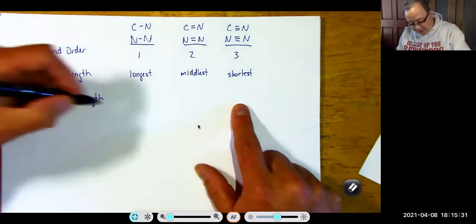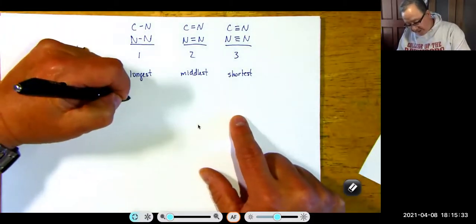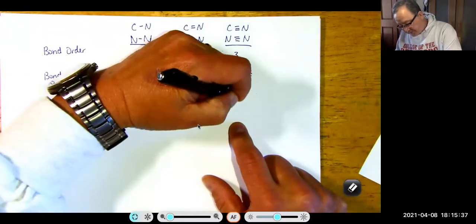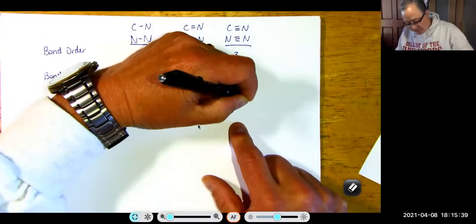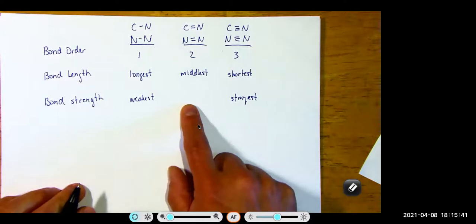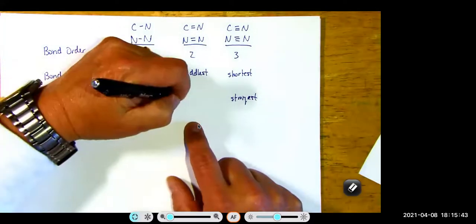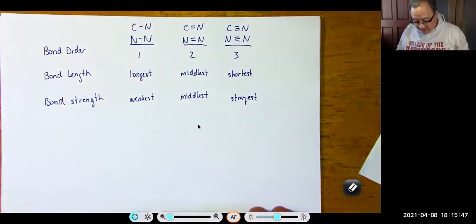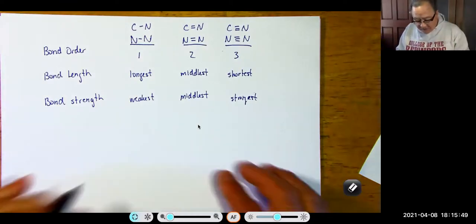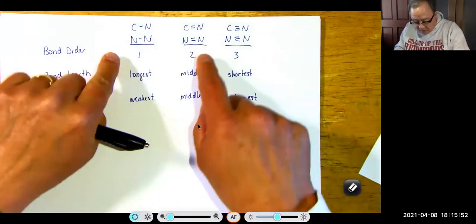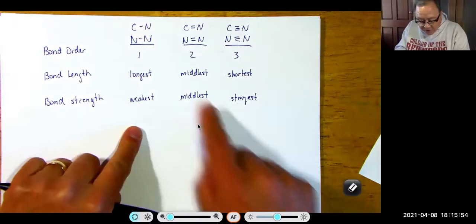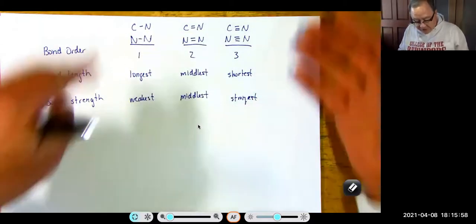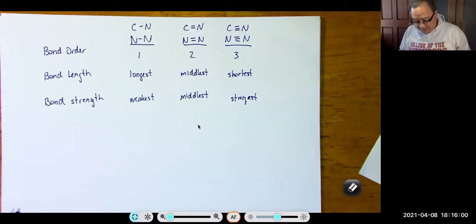So bond strength, this is the weakest. This is the strongest. And of course, what is this one? Middlest. The middlest. It's a new word. It's sweeping the nation. Okay, so it doesn't matter how you compare these, whether you're comparing carbon nitrogens or nitrogen nitrogens. This is the trend.